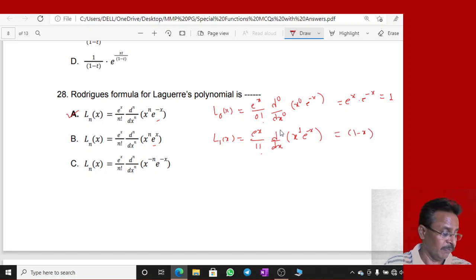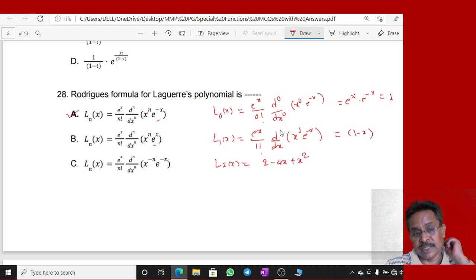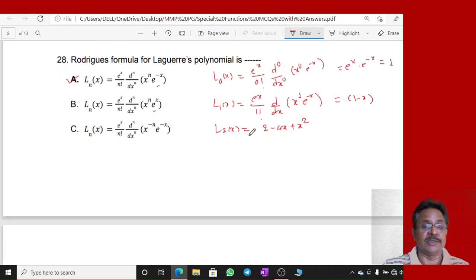Similarly, if we go for another calculation, L2 of x, using the same method, the Rodrigues formula, it comes to be 2 minus 4x plus x square. So you can go for this small exercise. Given this Rodrigues formula, put different values of n and get L0 of x, L1 of x, L2 of x, L3 of x, etc. All Laguerre polynomials can be calculated and can be plotted for different values of x as given in our textbooks.